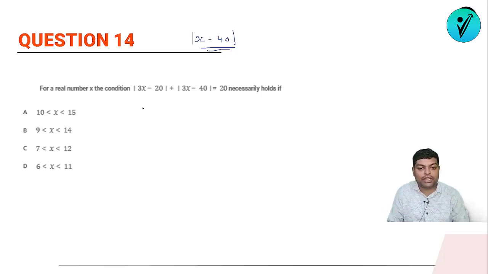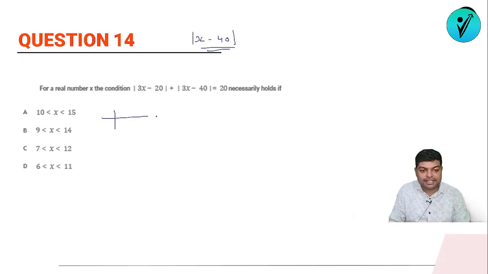So if you look at this, what does this represent? This is the distance between 3x and 20. And what does this represent? This is the distance between 3x and minus 40. Okay, so clearly it says that the distance between 3x and 20 and the distance between 3x and 40 add up to 20. So suppose I plot it on a number line.